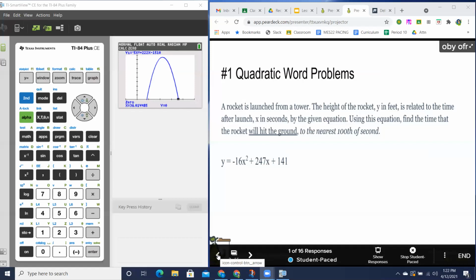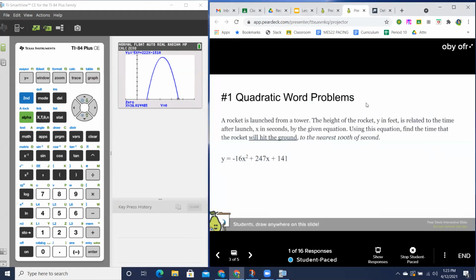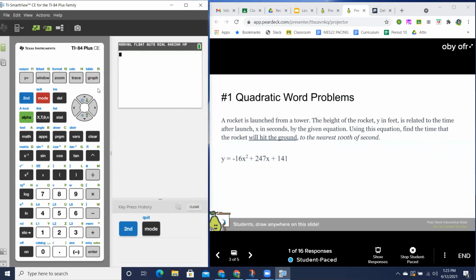So if I look back, right, if I'm looking for when it will hit the ground, that's going to be my quadratic formula. So see how I can use my reference sheet to help me to make some decisions about this type of problem. So now I need to use my quadratic formula.